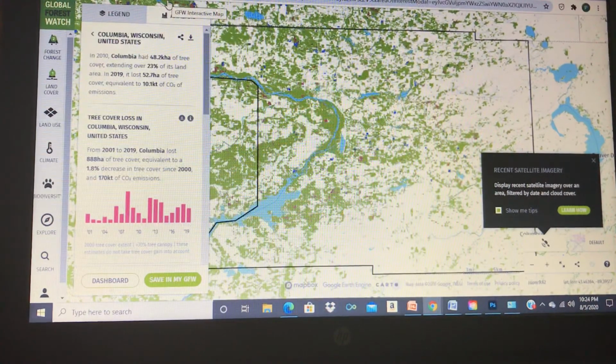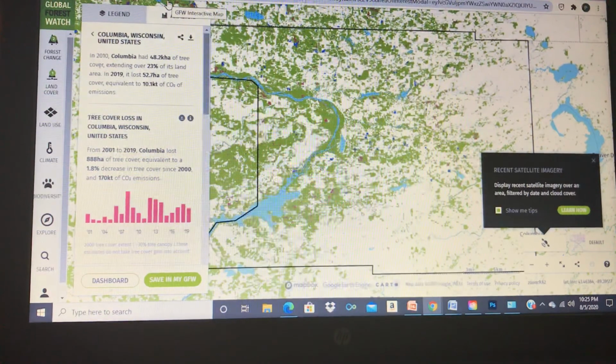So I want you to pick your different areas, tell me your timeline. So this one, remember we did 2001 to 2019, and just tell me the percentage of decrease in tree cover loss that has happened. So now I'm going to go ahead and give you time, and I want you to turn that in here at the end of class.